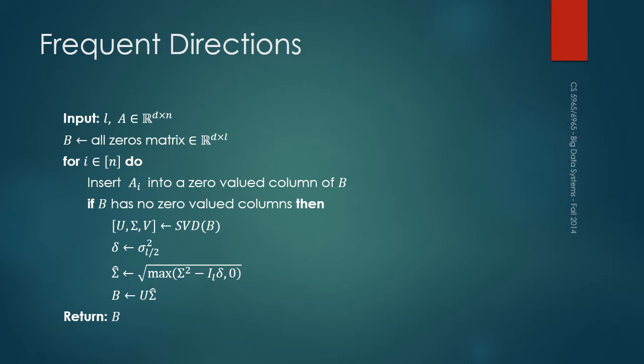And this is, for those of you who want to see it, the pseudo code of the algorithm itself. It's very simple. You start off with a 0 matrix, so B is initialized to 0. And you start inserting columns one by one.